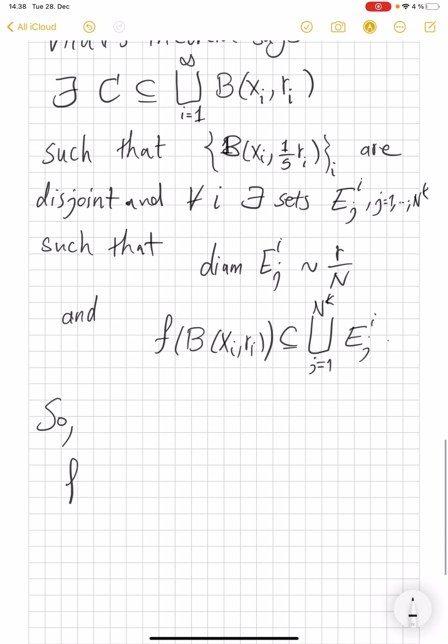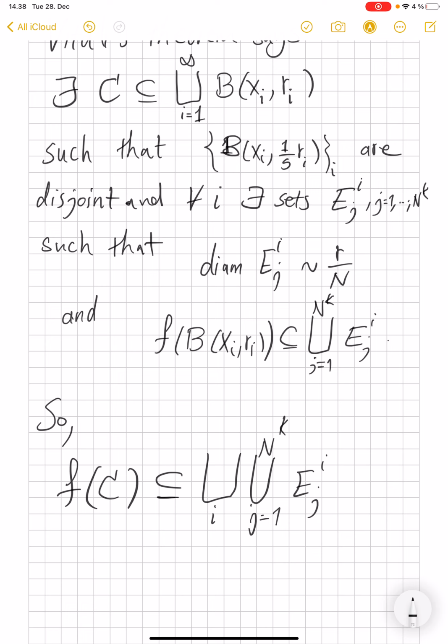So f of the whole critical set is covered by the union over i, union over j of E_ij. So j goes from 1 to n^k, and i goes from 1 to infinity.